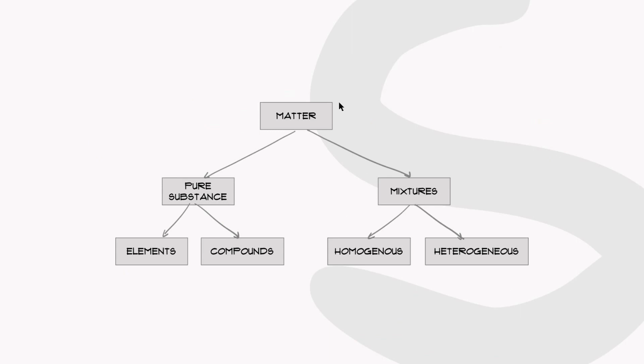Okay, so basically we just divide matter into pure substances or mixtures. A pure substance consists of either a pure element or a compound, like for example H2O. And mixtures are those that are not pure substances.